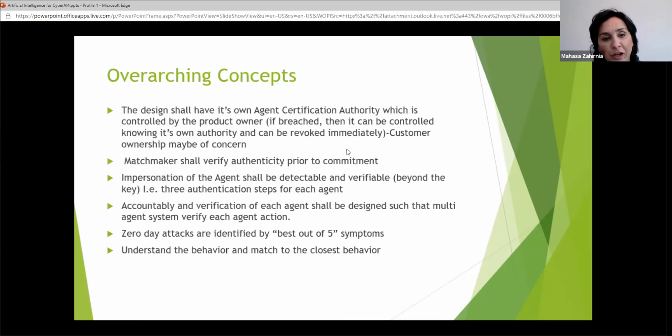Additional overarching concepts. We want to do the certification authority within the product. I know there's a lot of hesitation there. I understand it. Why? Because it's a huge responsibility. But if there are breaches, we have multiple agents. They all have their own security certification. One of them can be attacked. And if that is attacked, we can certainly shut down that comms while that agent is performing that task.